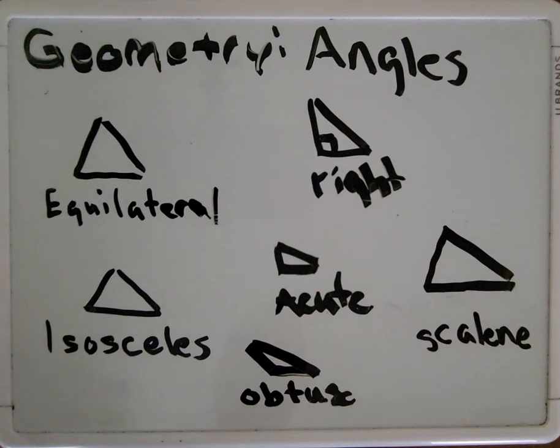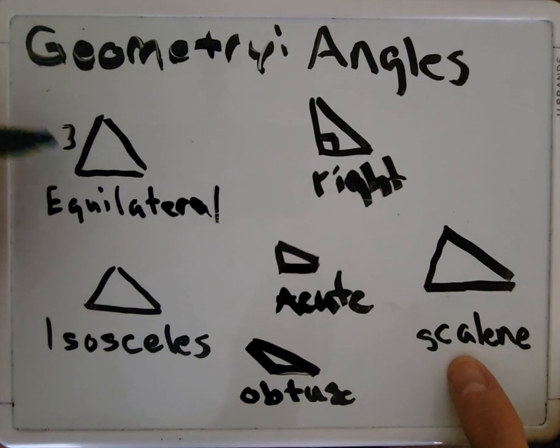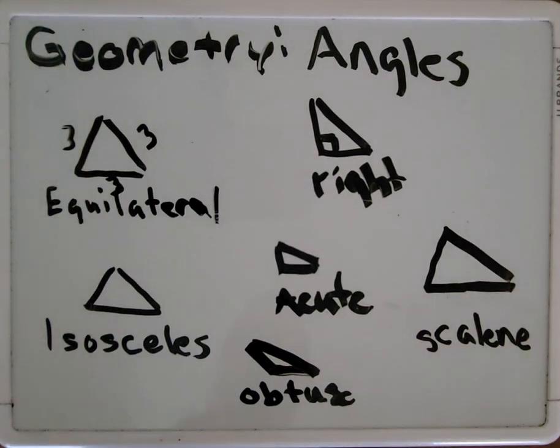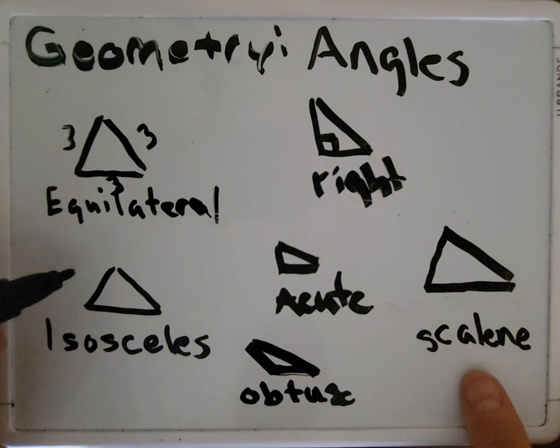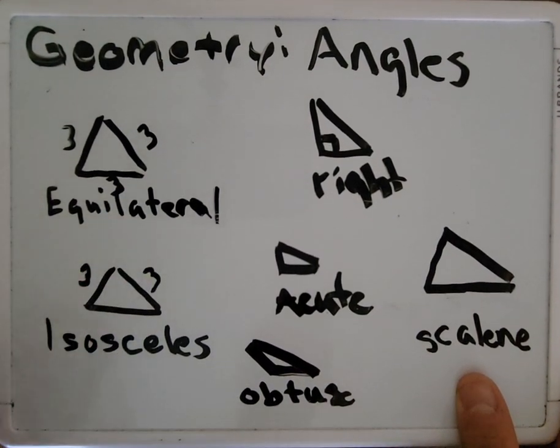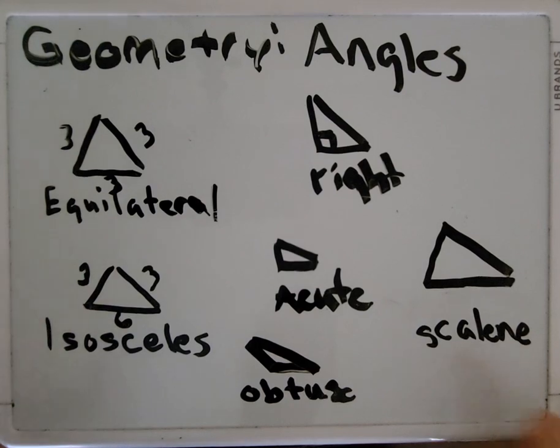So, an equilateral triangle is when all of the sides of the triangle are the same size. So let's just say this is 3 inches, this is 3 inches, this is 3 inches. That's going to be the equilateral triangle. The isosceles triangle, however, is when only two of the sides are the same. So we'll say this is going to be 3 inches, this is going to be 3 inches, and we'll say that this is going to be 6 inches.